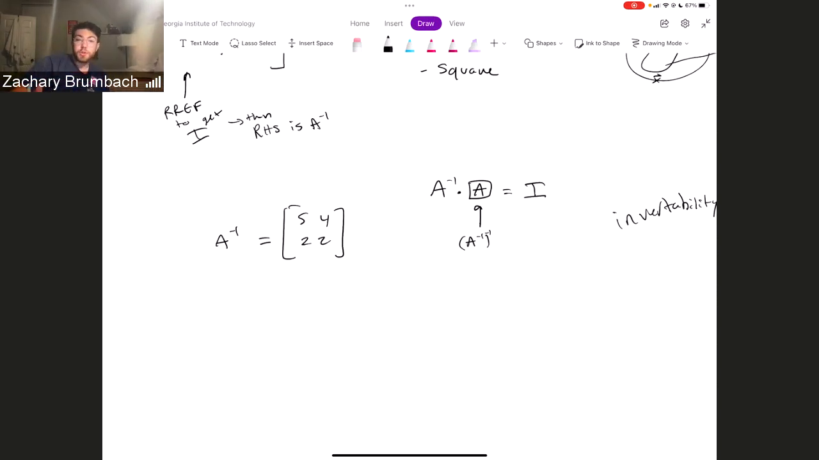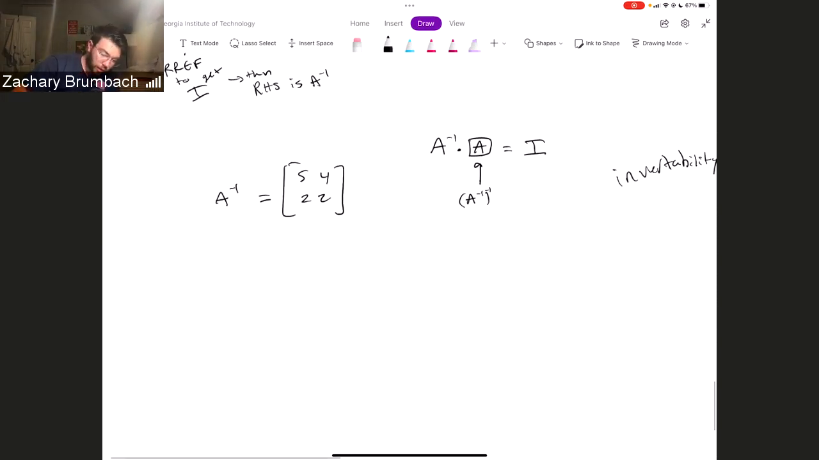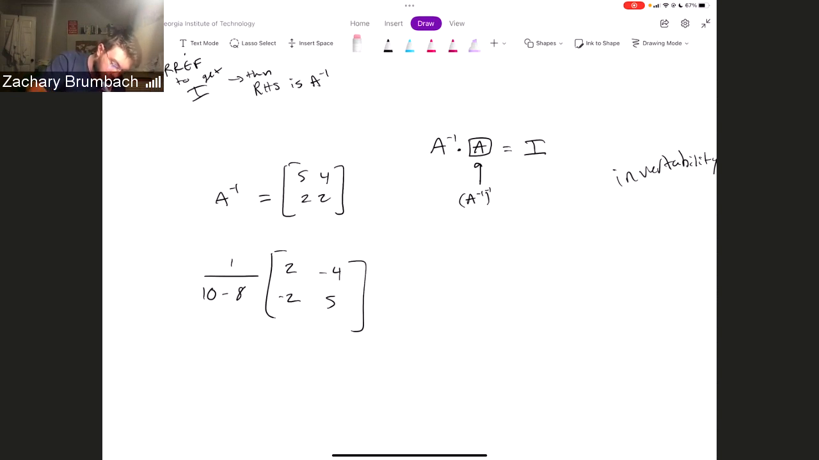If you tried to work backwards in this process, you would find yourself getting probably very confused very fast. But what we're going to do is just run through that formula. So switch A and D, make B and C negative. And then outside, 1 over the determinant, which is 5 times 2, minus 4 times 2, which is 2. So this is equal to 1/2 times 2, -4, -2, 5, which is 1, -2, -1, 2.5.